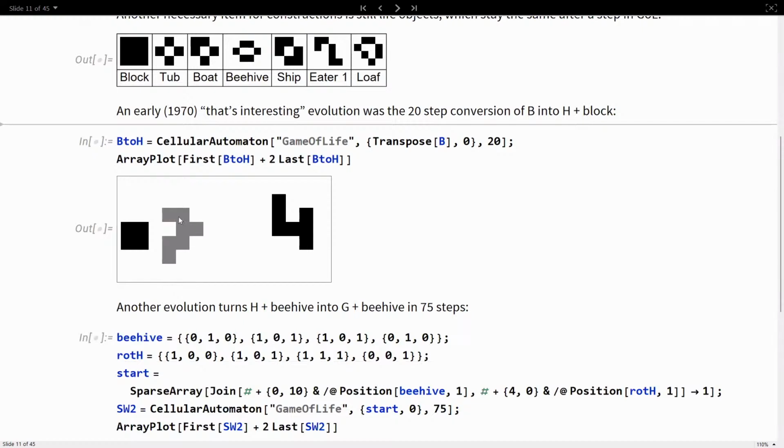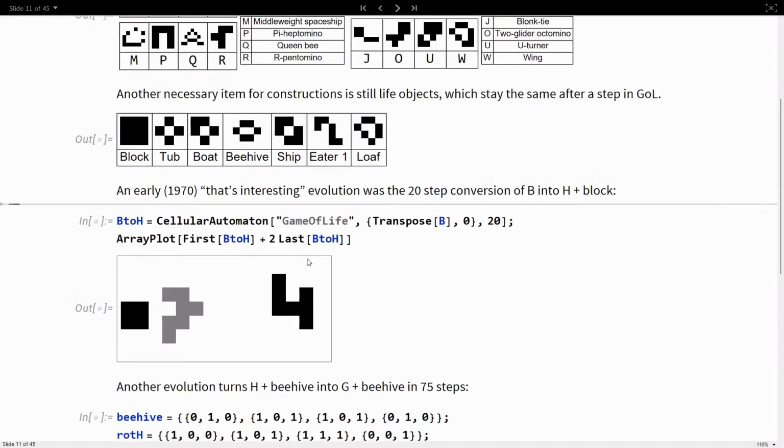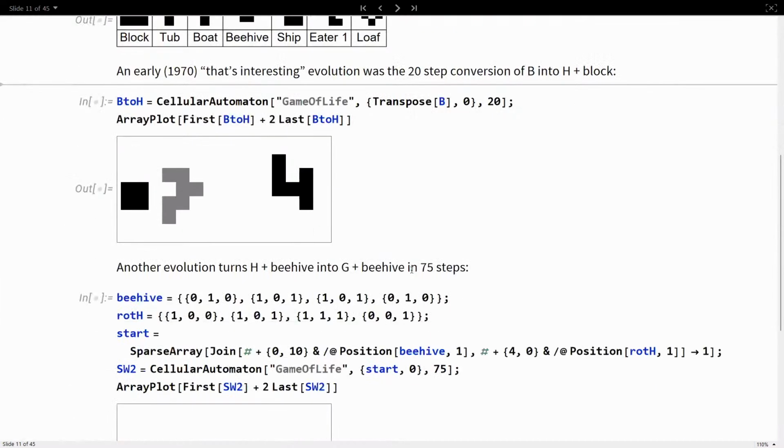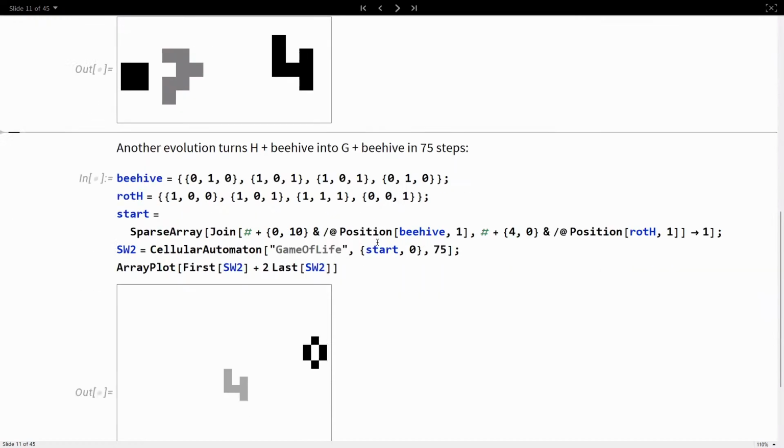So one of the first items seen in the evolution of the R pentomino was this shape. Also, this one block here can be moved up a space. And after 20 steps, you get a block here and a Herschel over here. So the B heptomino to Herschel is a very easy signal to set up because it pretty much happens automatically.